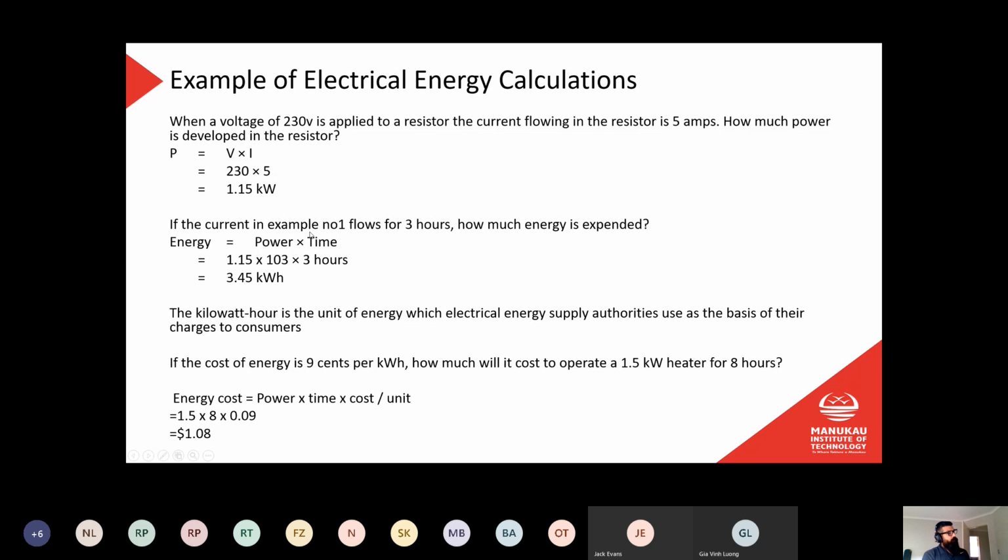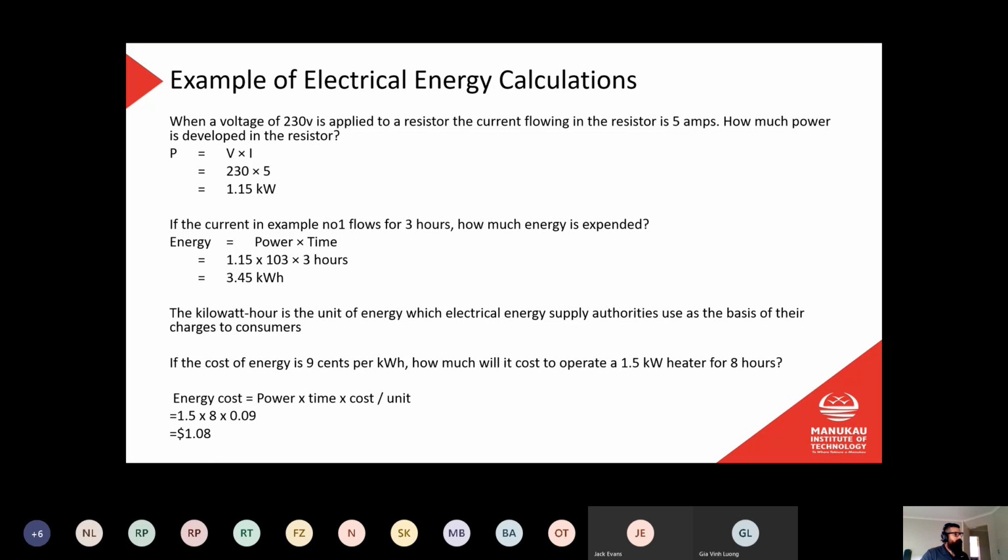If the current in example number 1 flows for 3 hours, how much energy is expended? Well, energy equals power times time. So how much discrete amount of energy am I consuming? It's the rate of using the energy times the amount of time that I've used it for. So if our rate of using energy is our power, that's in kilowatts, 1.15, and we've used that for 3 hours.